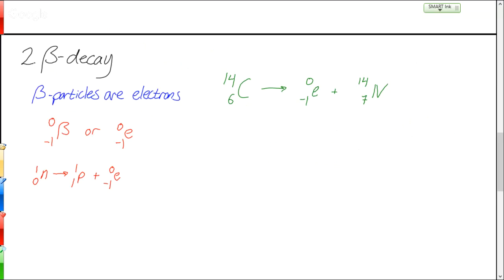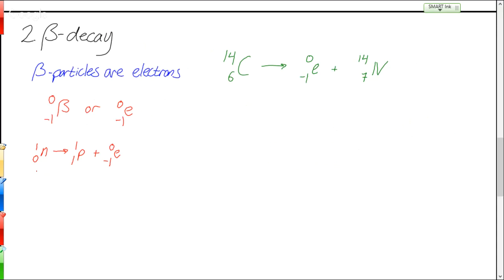Now, you don't have to remember all that, but if it seems weird that the atomic number would actually increase, even though we're losing something, that's why. Because we're losing the electron, but we're gaining a proton. Or the neutron is becoming a proton. All right, so let's try one.